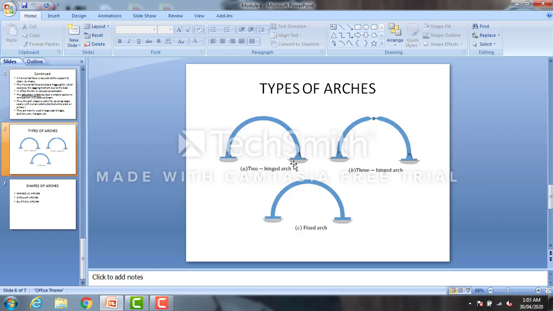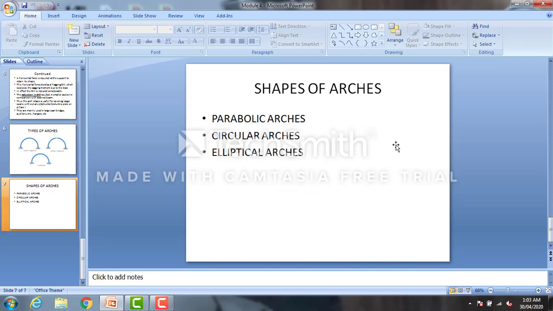Coming to types of arches, we have 2-hinged arch, 3-hinged arch and fixed arch. But as per our syllabus, we deal with the 3-hinged arch. Coming to shapes of arches, there may be parabolic arches, circular arches or elliptical arches. We will be concentrating more on parabolic arches as per our syllabus, and some part we will also be discussing about circular arches.